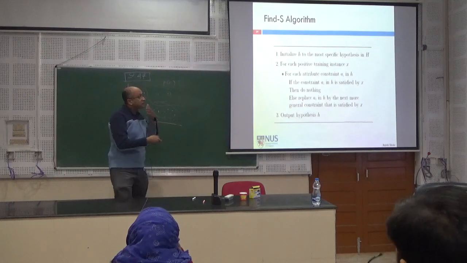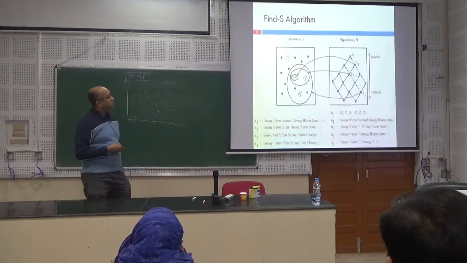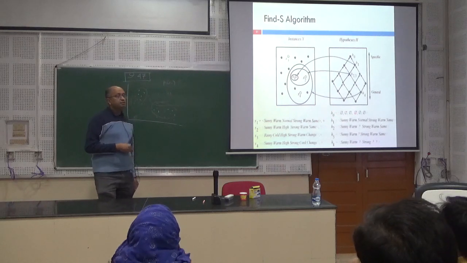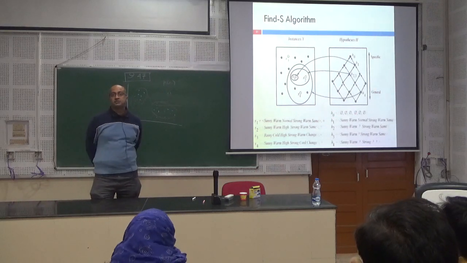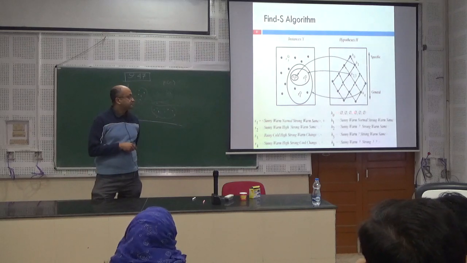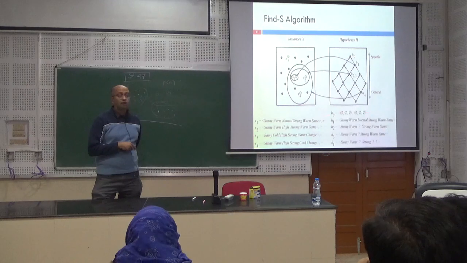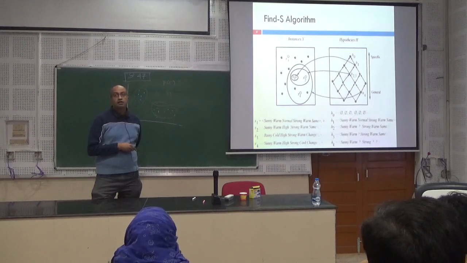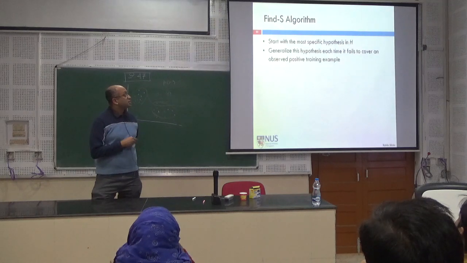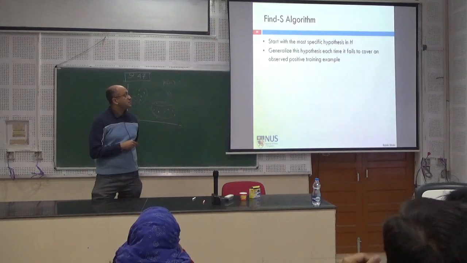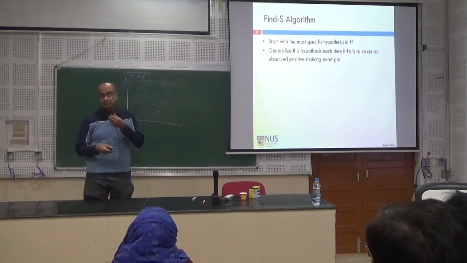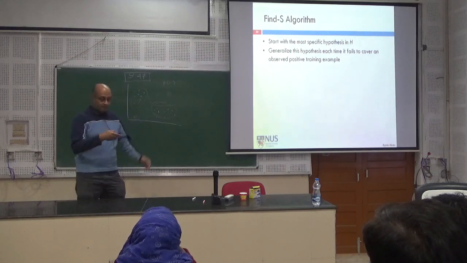So I think it's better to visualize what's going on. Let's see this. I start with the most restrictive or the most specific hypothesis, that is all nulls. That's my first step of my algorithm: initialize to the most specific hypothesis. I'm starting with the most specific hypothesis, and I generalize it each time it fails to cover an observed positive training instance.